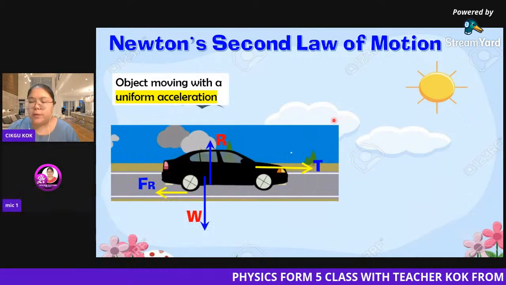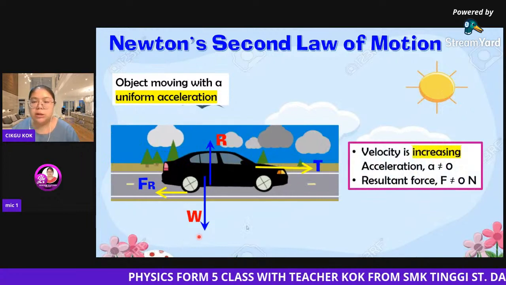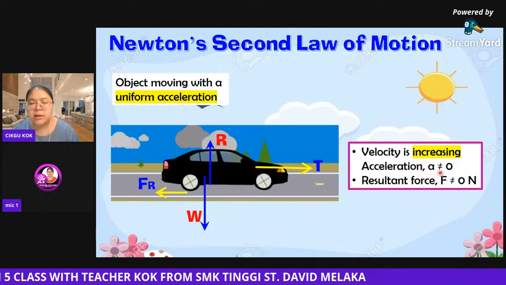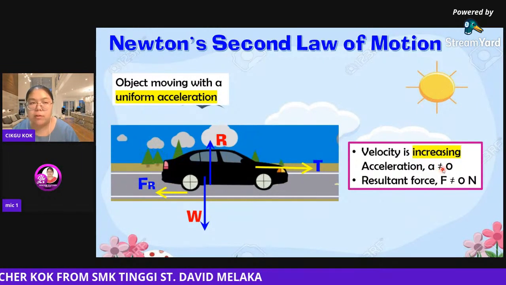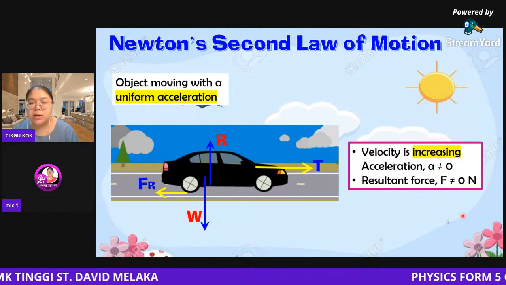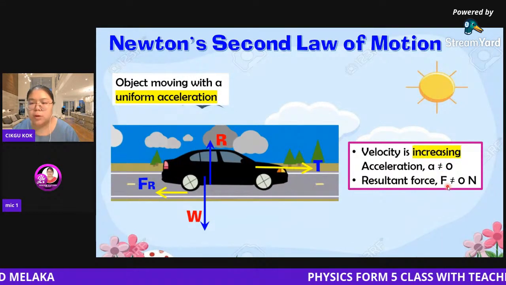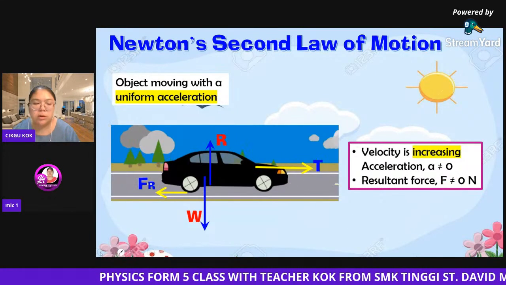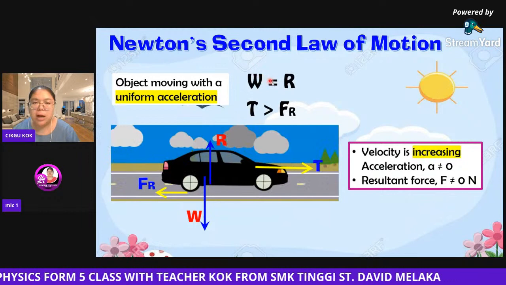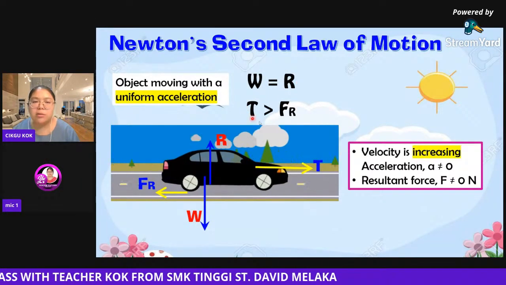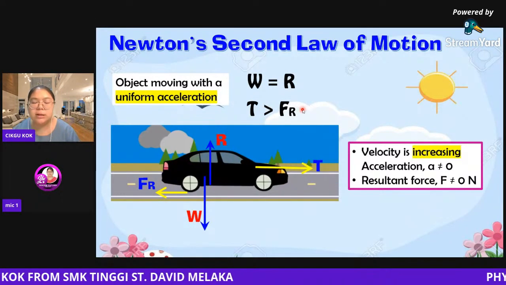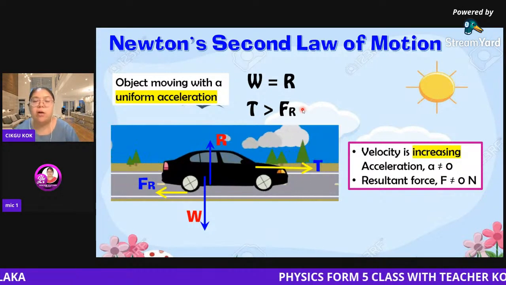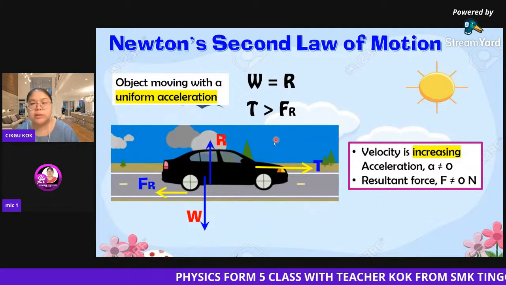So from here, we're going to show the equation. Velocity is now increasing. Acceleration is not equal to zero because now you are moving faster. That means the resultant force also cannot be zero, so we write not equal to zero. The equation W still equals R, but now T is more than FR. So this is another situation where the resultant force is not equal to zero.